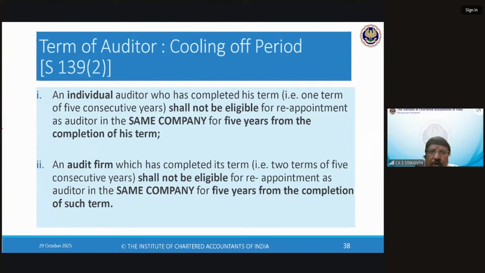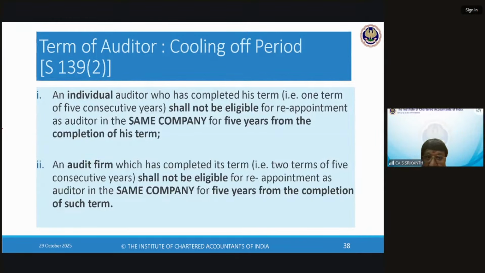I'll come to this. An individual auditor who has completed his term, one term of 5 consecutive years, shall not be eligible for reappointment as auditor in the same company for 5 years from the completion of this. So the point is, once that gentleman has completed his 5 years, for another 5 years he cannot be reappointed in that company, in the same company. So it is a cooling off period.